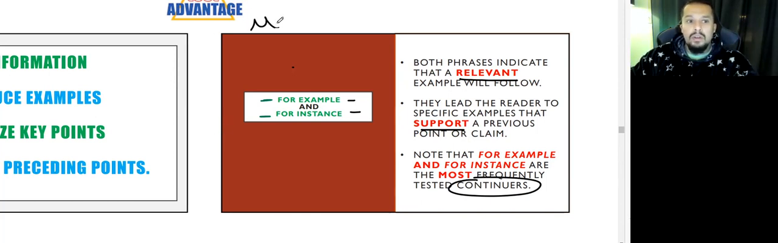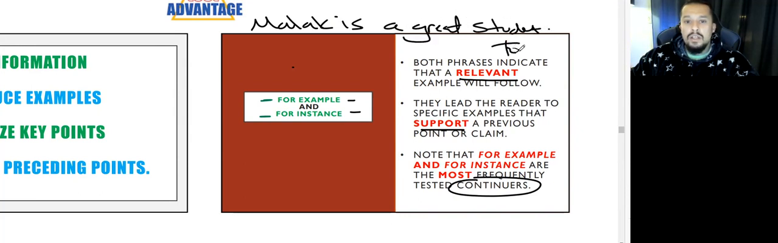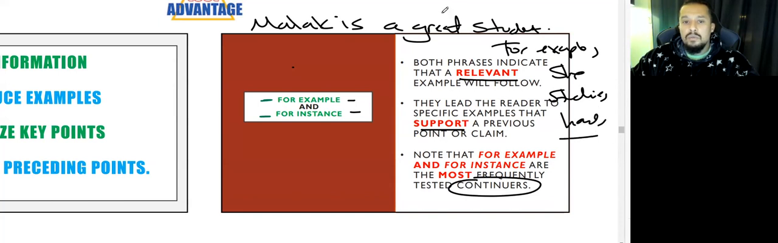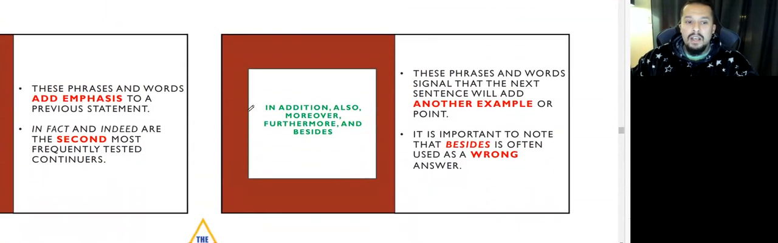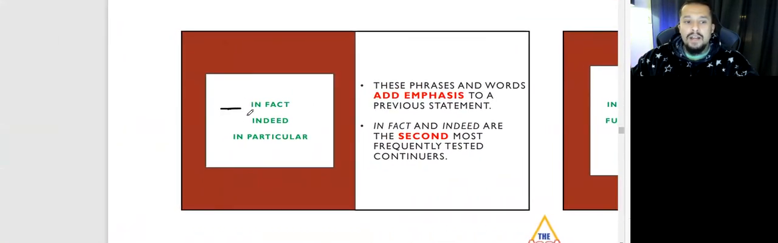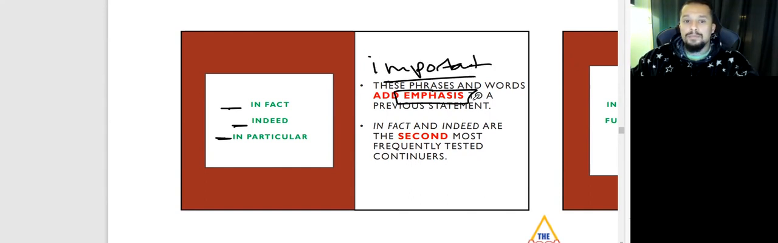For example, Malak is a great student. For example, she studies art, right? So we took this portion, a great student, and we gave more detail about how she is a great student. In fact, indeed, in particular, emphasize. They make an idea important. So I want you guys to remember this one right here.